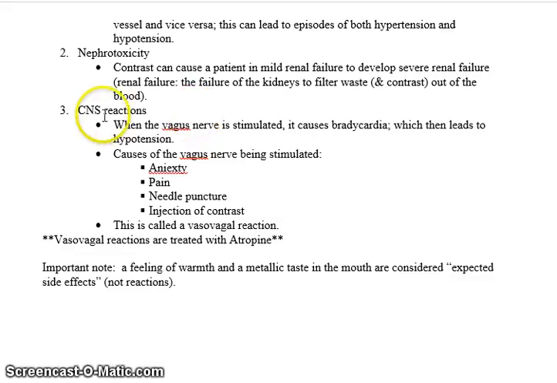CNS reactions, central nervous system reactions. When the vagus nerve is stimulated, it causes bradycardia, a slowing of the heart, which then leads to hypotension, low blood pressure. Causes of the vagus nerve being stimulated are anxiety, pain, the needle puncture, and injection of the contrast. These are called vasovagal reactions, and vasovagal reactions are treated with atropine. So again, that bradycardia and hypotension is treated with atropine. A feeling of warmth and a metallic taste in the mouth are considered expected side effects and not reactions.